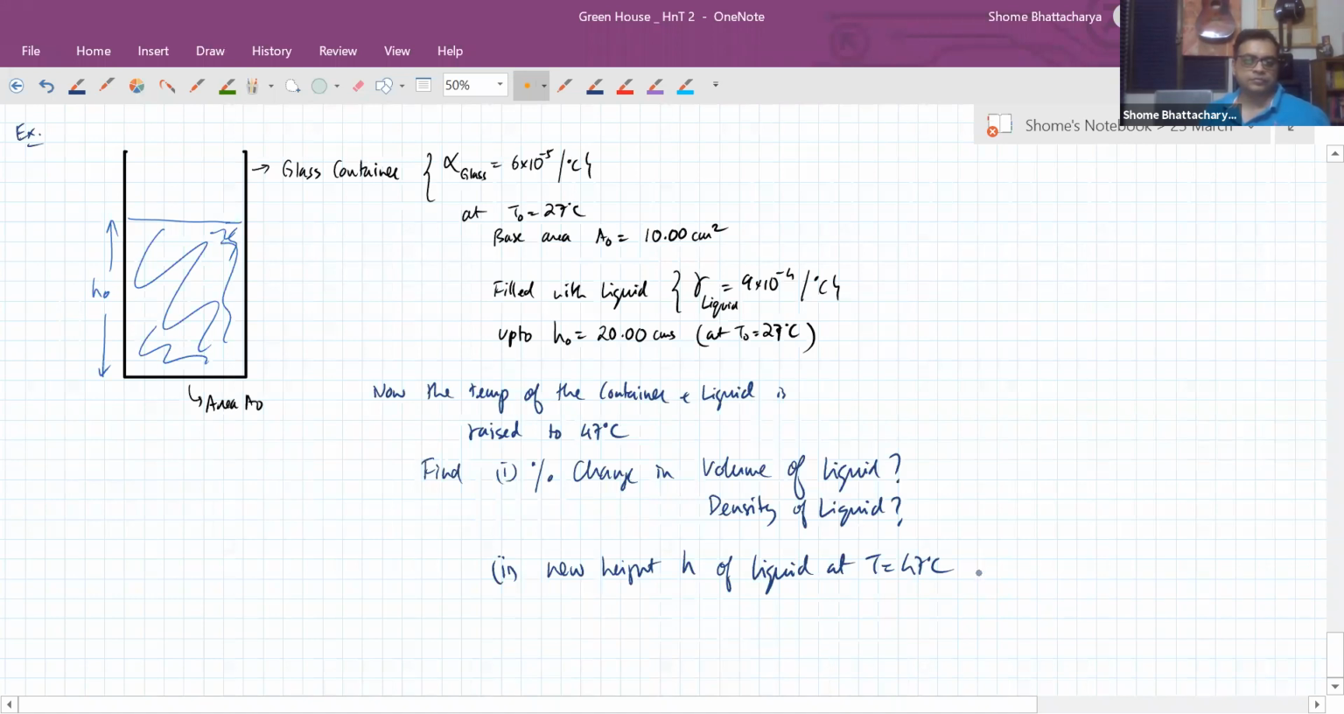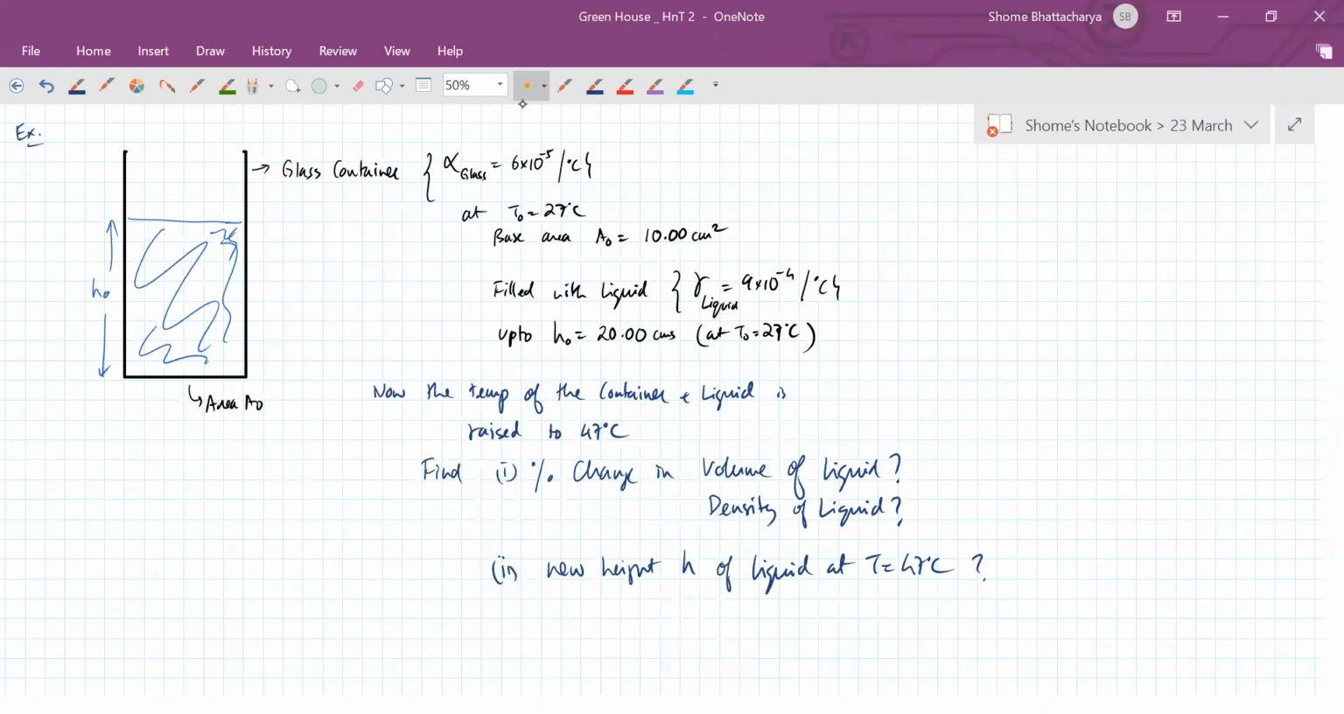So just try this out, people. Through this, we will clear the concepts that we've discussed in the last few minutes about surface expansion, volume expansion, variation of density with temperature. All these things we'll understand through this question. Assume that liquid does not overflow on increasing the temperature.